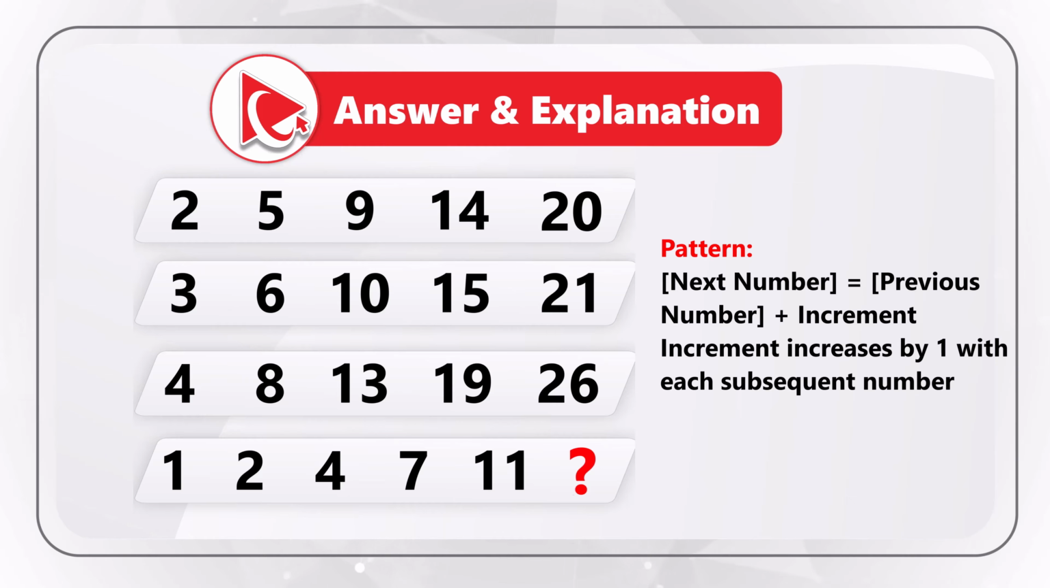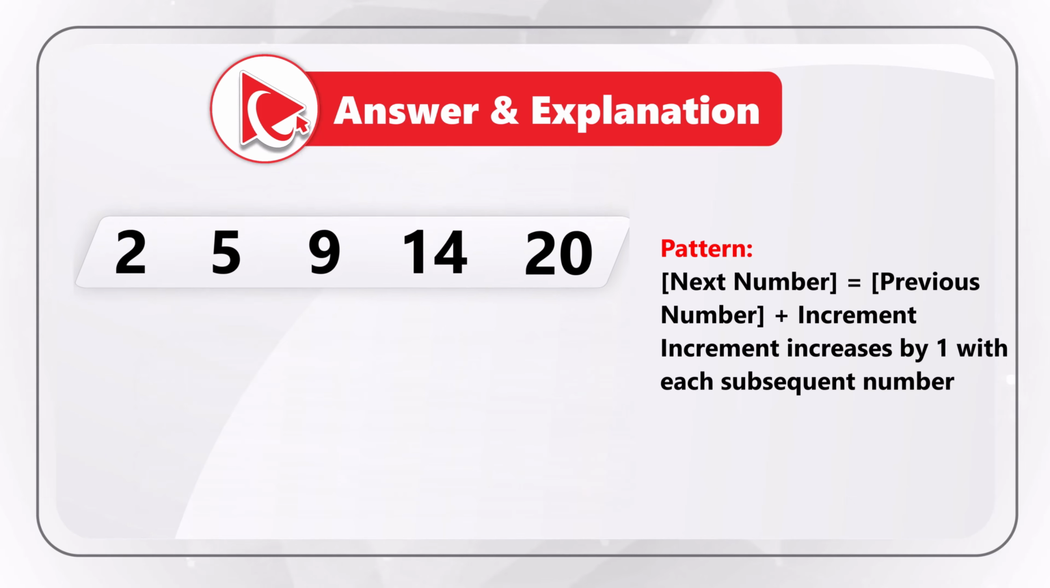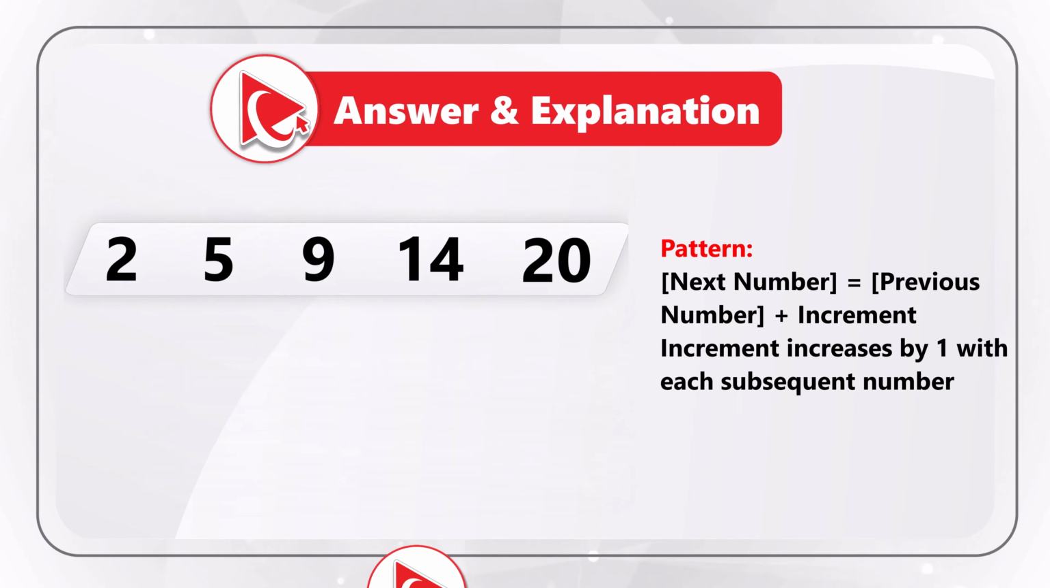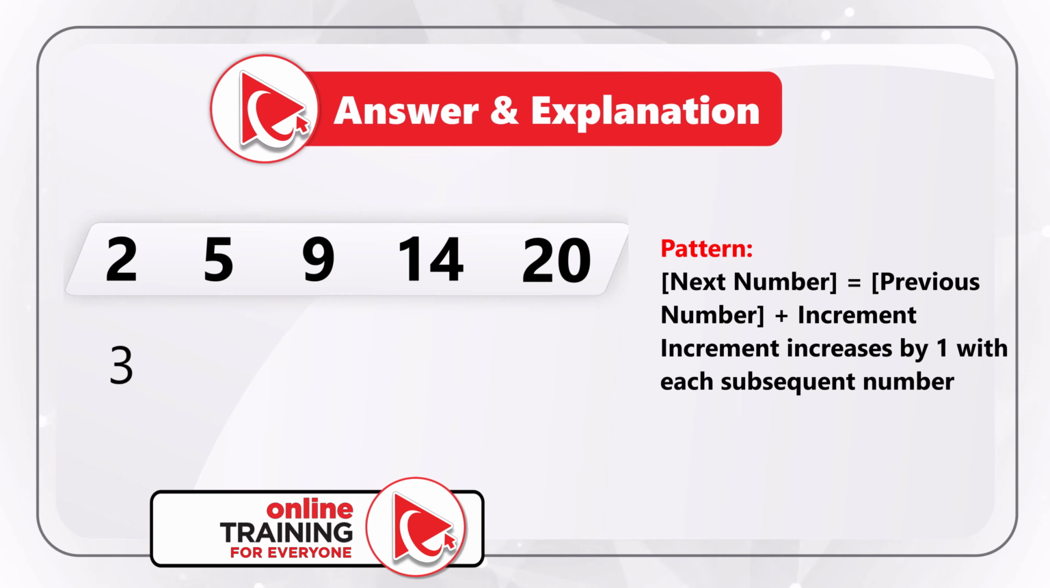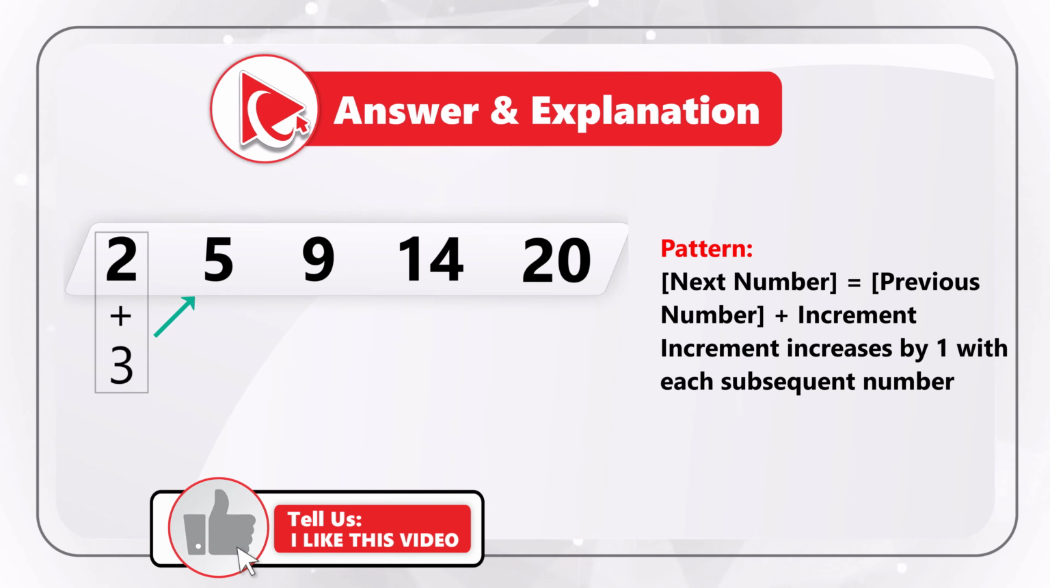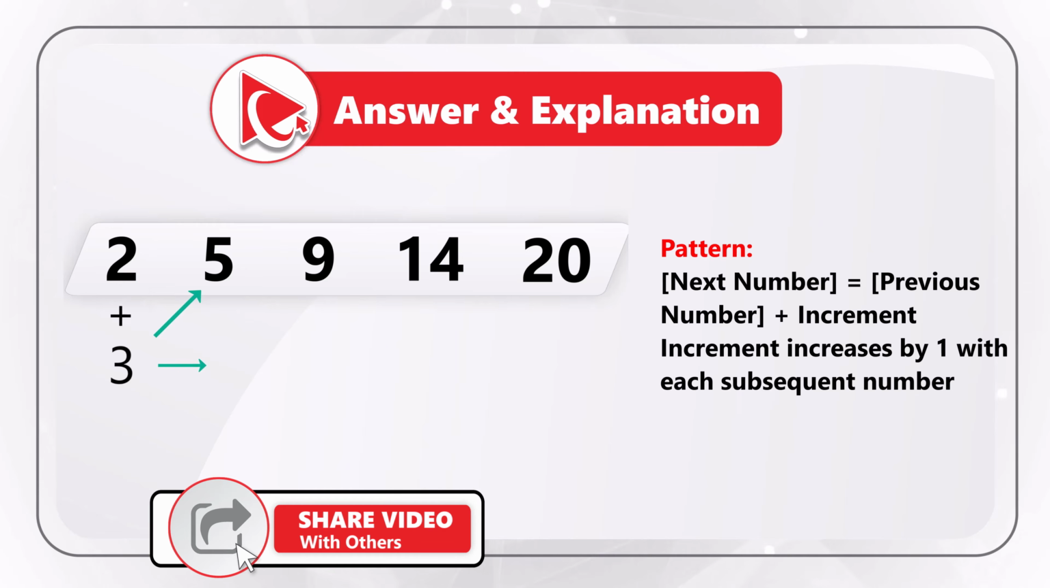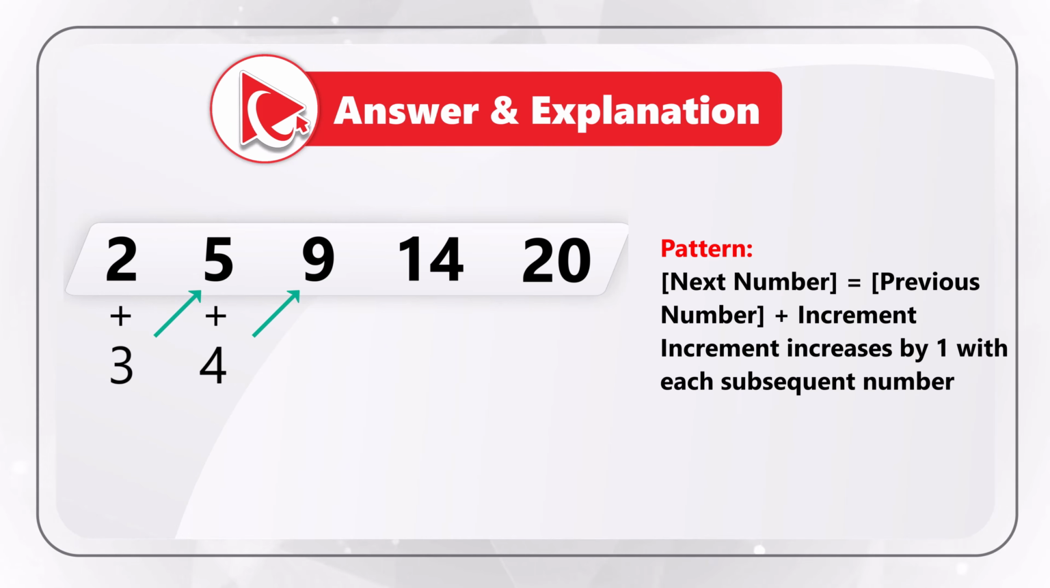Let's look at the example of how calculations are done for the first row of numbers. In the first calculation, the increment is 3. 2 plus 3 equals 5. Then the increment increases by 1 and from 3 becomes 4, which means 5 plus 4 equals 9. Then the increment increases again, and 9 plus 5 equals 14. 14 plus 6 equals 20.